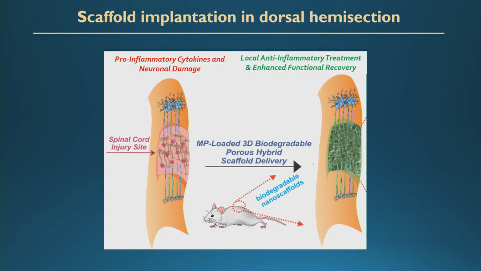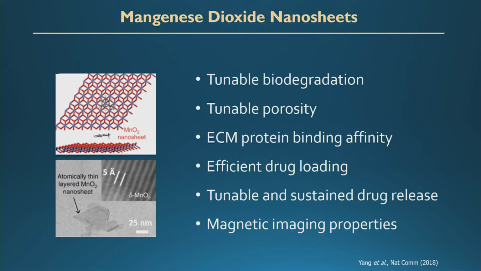So we proposed to evaluate the implantation of a porous three-dimensional scaffold with methylprednisolone in this lesion. And through this local anti-inflammatory treatment, we were expecting enhanced functional recovery. So I'll show you what's interesting about this material. This is a scaffold that is made of these nanosheets. These nanosheets are made of manganese dioxide.